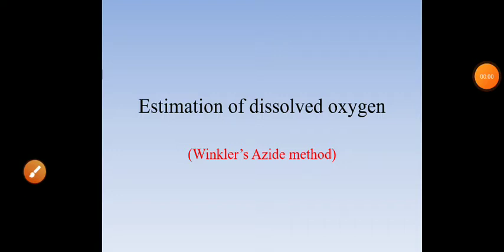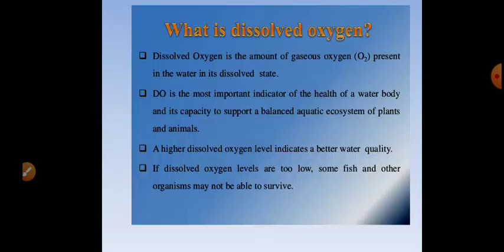Good afternoon, dear students. Here today we are going to discuss estimation of dissolved oxygen present in water by Winkler's azide method. This method is a titration method, an iodometric titration method, which was first designed by Winkler. So the name Winkler's azide method.